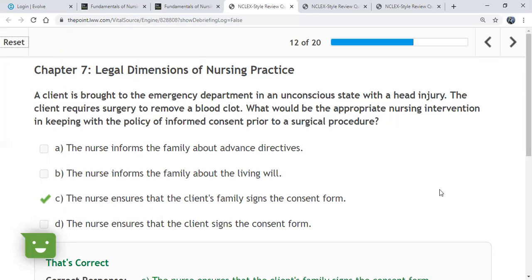But if I had somebody there that knows the patient's wish, that has the legal authority to sign, that would be a proper decision over the two physicians. Okay.